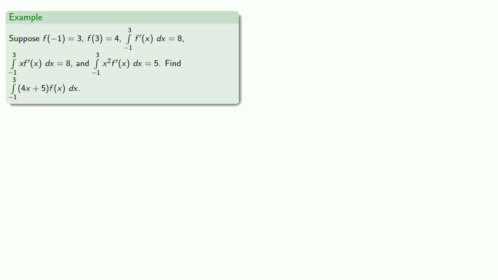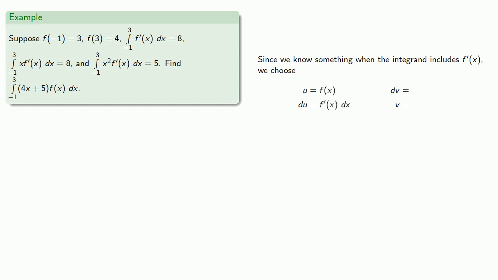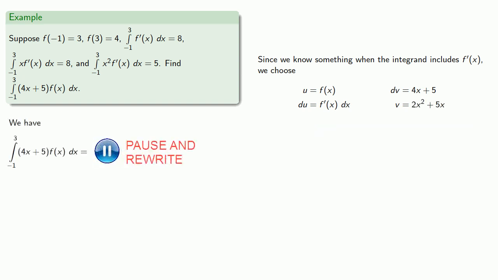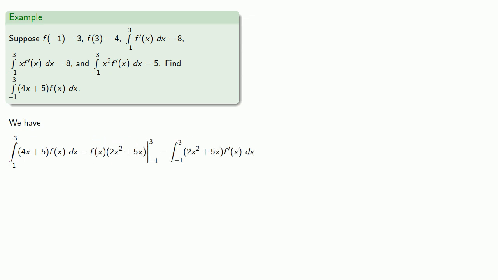So suppose I have a ton of information. Since we know something when the integrand includes the derivative of f of x, we choose u to be f of x, so we can differentiate it, and dv to be the rest of it, which we can anti-differentiate. Applying integration by parts. And evaluating, we need to evaluate this at 3 and at negative 1.